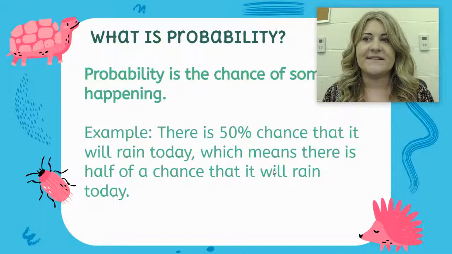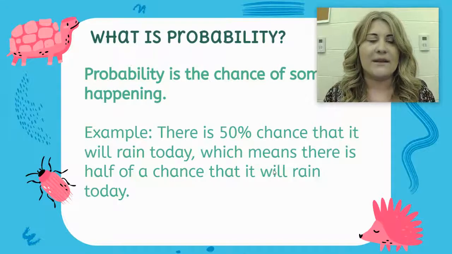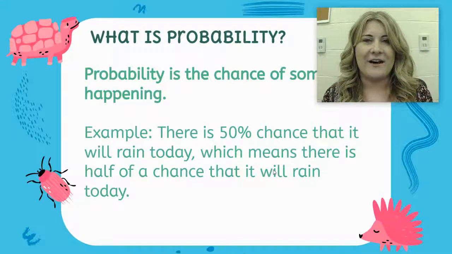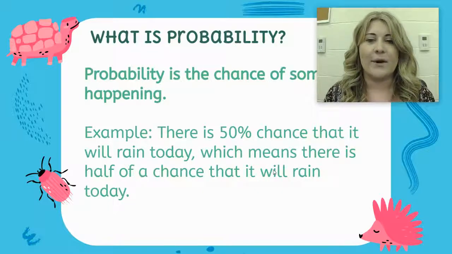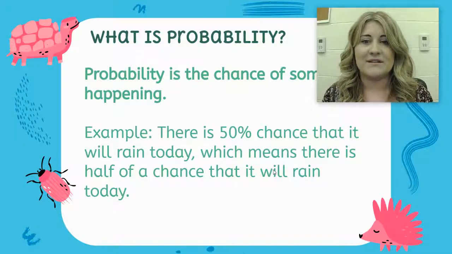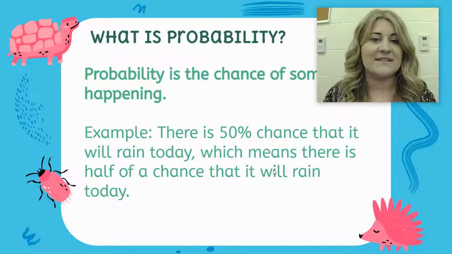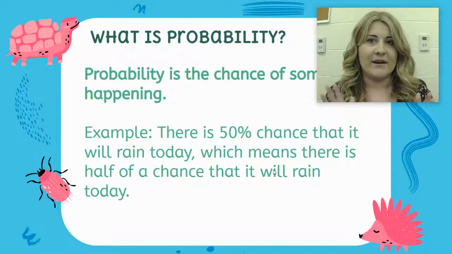So the chance of you going to get ice cream after school today, the chance of you getting snow on a snow day, the chance of it raining outside. Our example says there's a 50% chance that it's going to rain today, which means there is half of a chance that it will rain today. It's a 50-50, meaning it could or it couldn't happen.